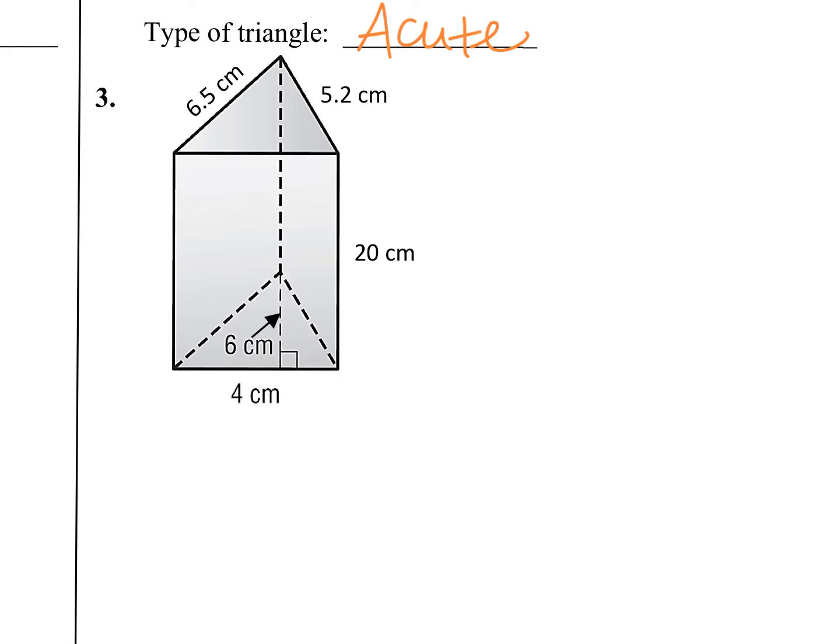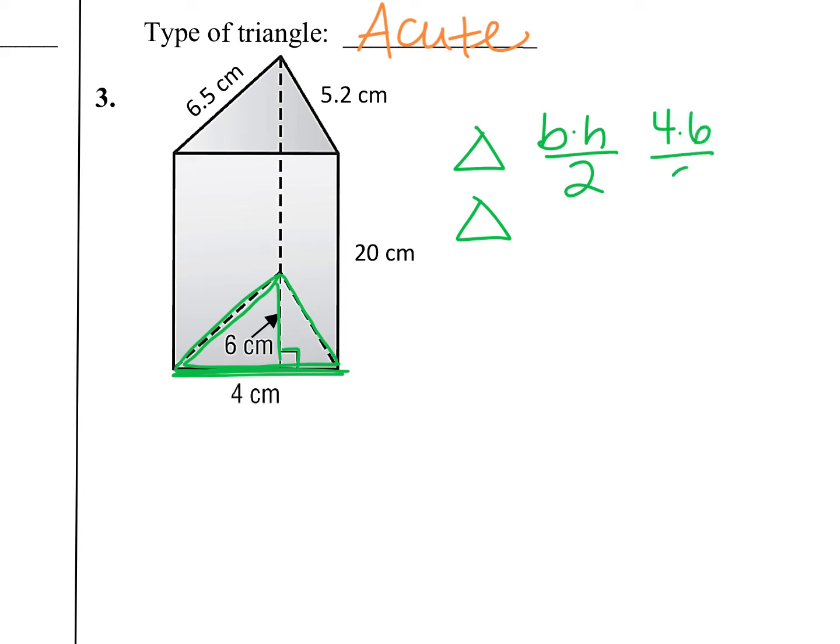So whenever I start solving these problems, I always think about my triangle end. So I have a triangle end and another triangle end. And if I look at my triangle, here it is, and I know they're going to be the same. I need to look at base times height divided by 2. The base of my triangle is 4. The height makes the right angle, which is 6 in this case, divided by 2. 4 times 6 is 24. 24 divided by 2 is 12. So the area of a triangle is 12, which means my other triangle is also 12.